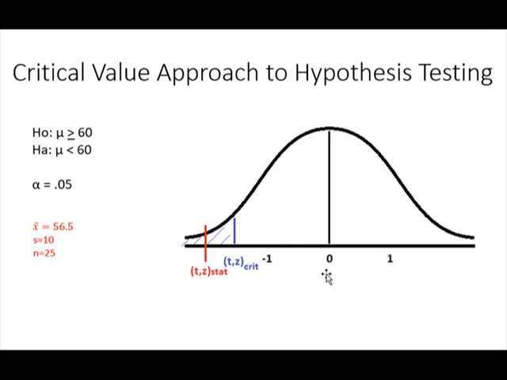So because our test statistic is beyond our critical value, we would say that we have conclusive evidence to say that the null hypothesis is wrong. We would reject the null and say that the true population mean is likely to be less than 60. We don't know what the true population mean is, but our evidence is conclusive enough to reject that it is 60 or greater.